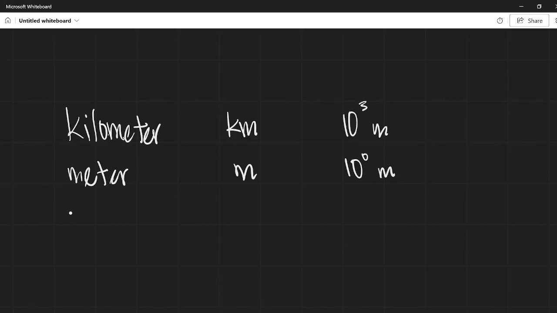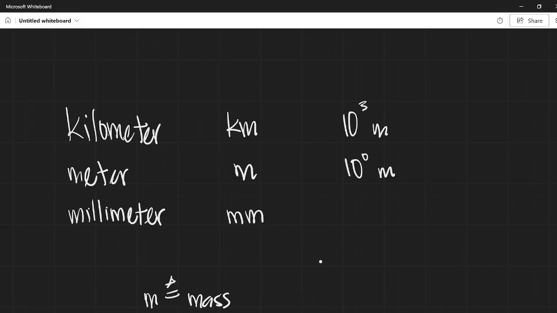A millimeter. What's our metric prefix symbol for that? It was lowercase m, right? So this can be a little confusing if you're not clean with your work, because notice we also have m was the symbol for mass, and now we have the metric prefix symbol for milli, and we also have meter, which is also denoted by lowercase m. So this can get confusing if you're not clean with your work.